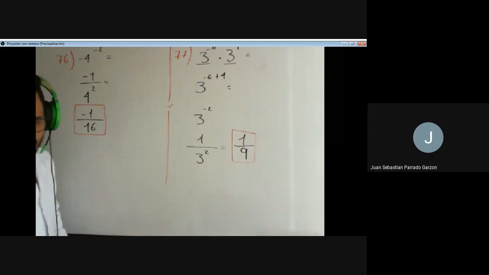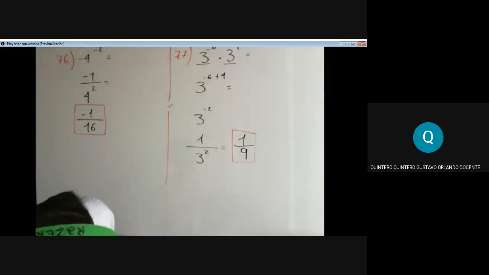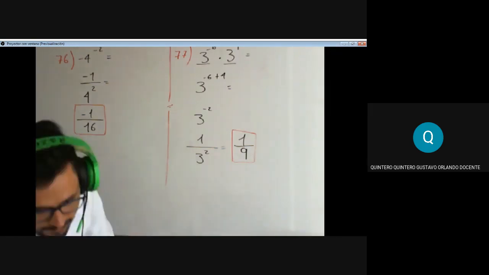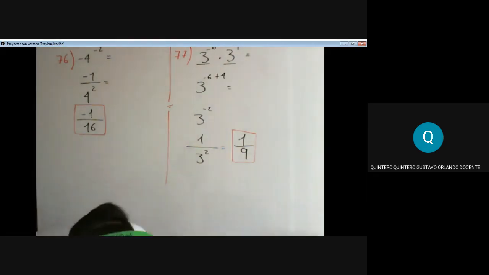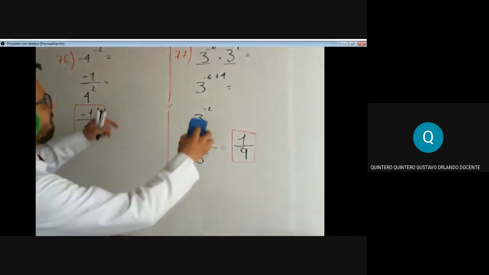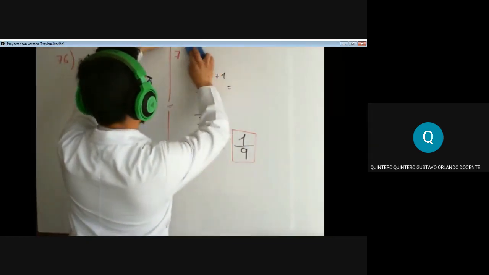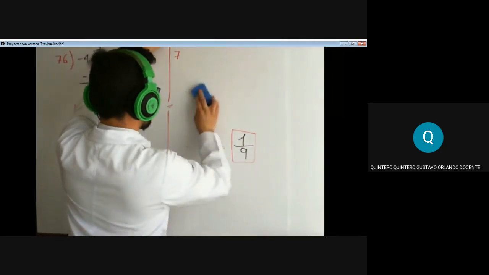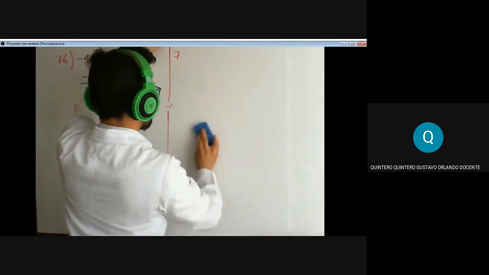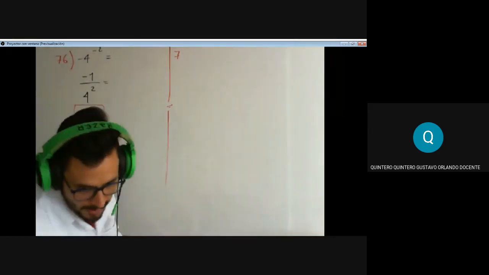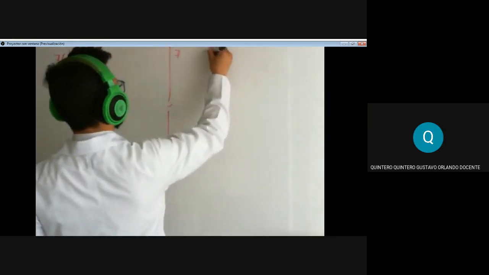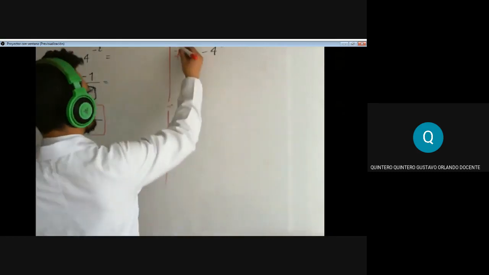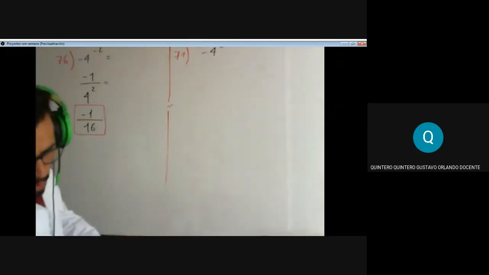Okay. All right, let's continue with the chat. Daniel Felipe says, teacher, in the 74, is it possible that the answer be negative? In the 74, let me see the question. Let me erase this one real quick. Number 74 is -4 to the second power. This is question 74, right? So can this be negative?